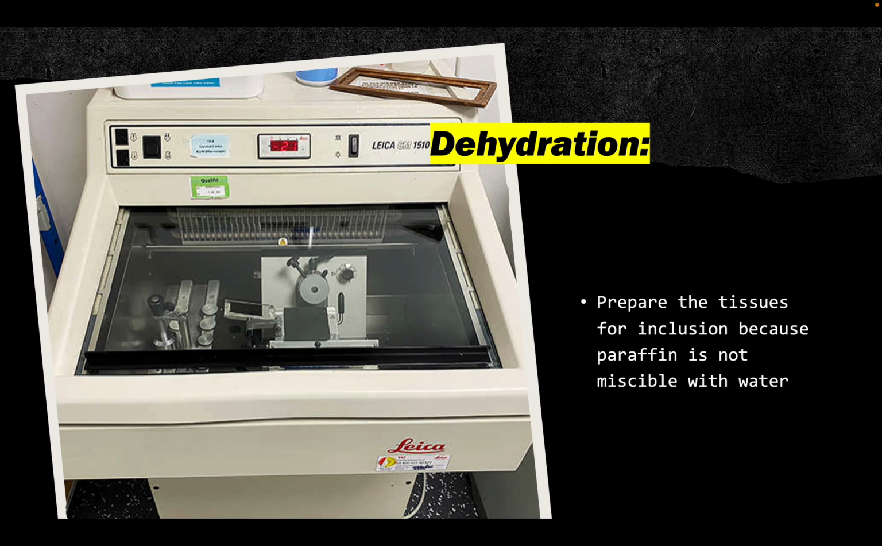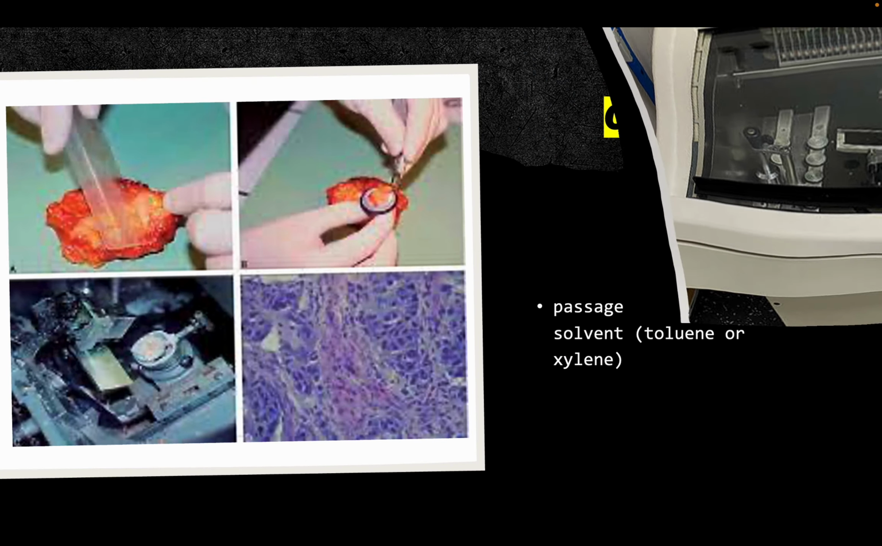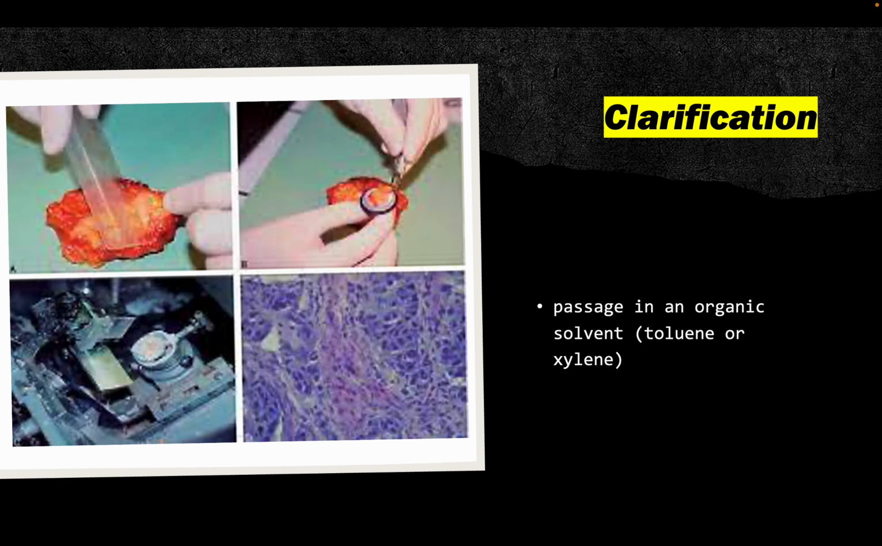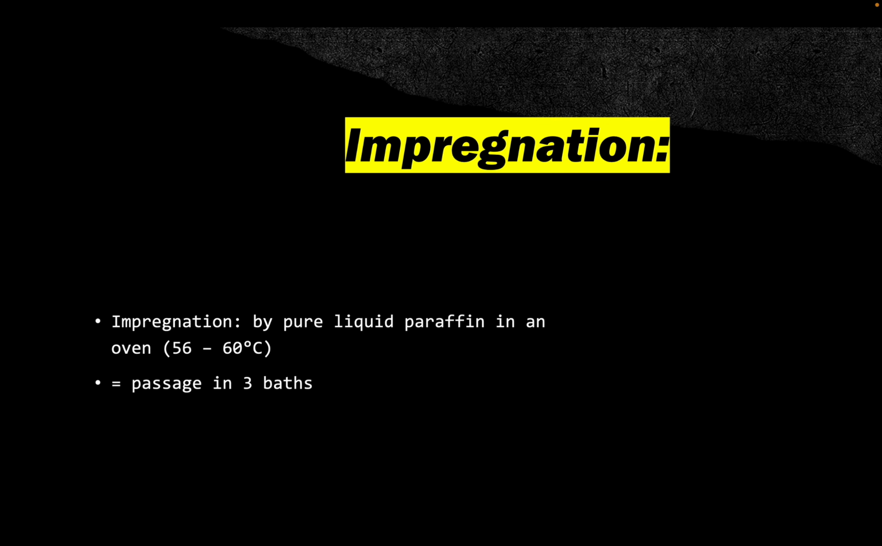Then we have dehydration. It prepares the tissues for inclusion because paraffin is not miscible with water. Clarification is a passage in organic solvents. It can be toluene or xylene. Impregnation by pure liquid paraffin in an oven between 56 and 60 Celsius. Passage in 3 baths.